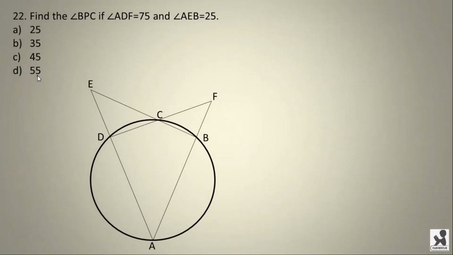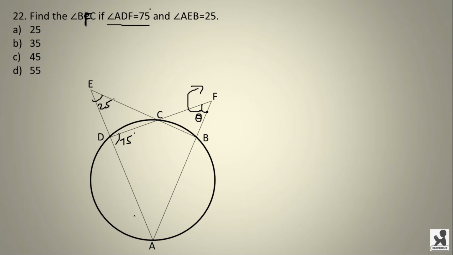Moving to the next question. Find the angle BFC if angle ADF is equal to 75 degrees. Angle ADF is given as 75 degrees and angle AEB is given as 25 degrees. And we are asked to find out angle BFC. Okay, this is not P, this is F. This angle is the question. We have to find this angle, so consider this angle as theta.